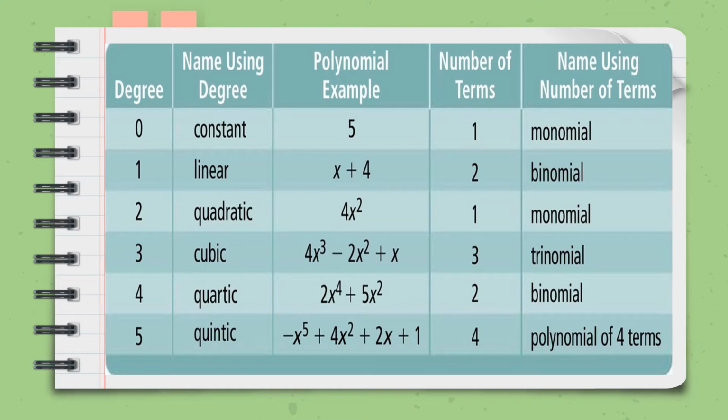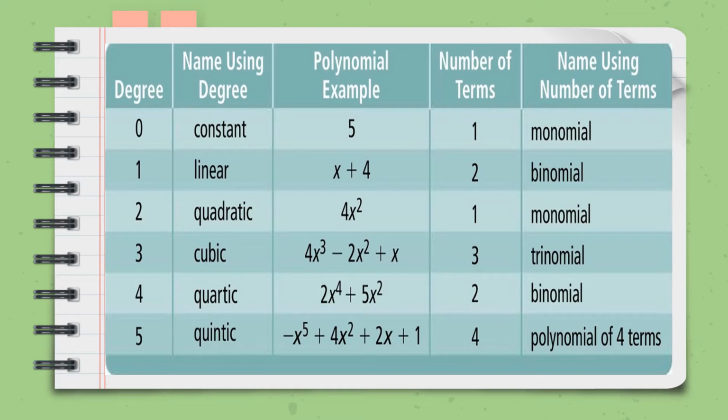Another one is x plus 4. What is that? That is a linear. Why? Because it is composed of two terms, and the degree is 1. How can we identify the degree? The exponent. There is no exponent, so automatically that is 1. How many terms? 2. x plus 4. Then what is the name of that polynomial? That is a binomial.